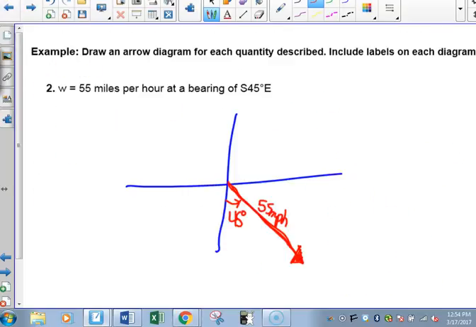All right, the components. First of all, is the angle 45 that we started with right here with the positive x-axis? No. If we want to make the angle with the positive x-axis, what could we call that?